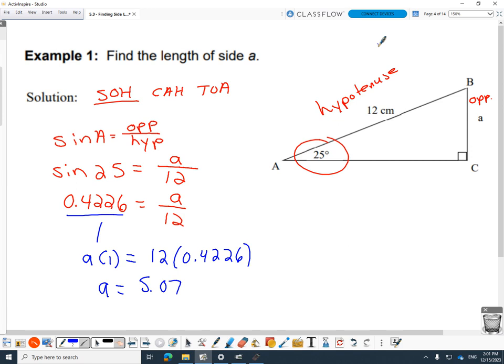5.07 camels? Wagon wheels? Centimeters in this question. Make sure you write that.